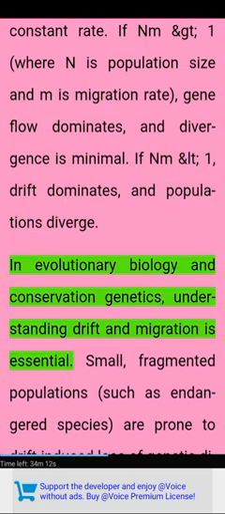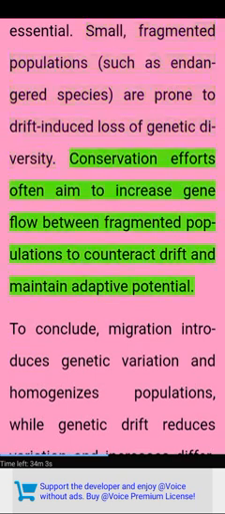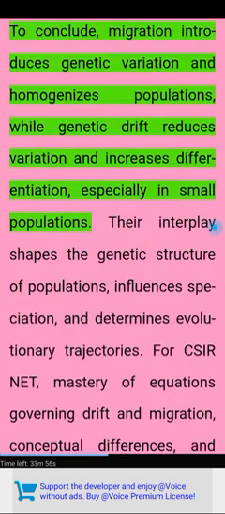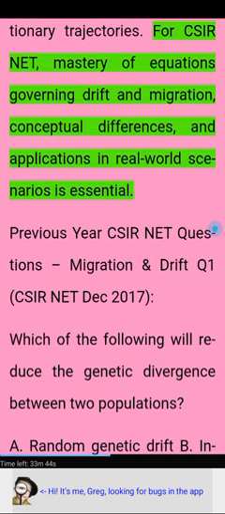In evolutionary biology and conservation genetics, understanding drift and migration is essential. Small, fragmented populations, such as endangered species, are prone to drift-induced loss of genetic diversity. Conservation efforts often aim to increase gene flow between fragmented populations to counteract drift and maintain adaptive potential. To conclude, migration introduces genetic variation and homogenizes populations, while genetic drift reduces variation and increases differentiation, especially in small populations. Their interplay shapes the genetic structure of populations, influences speciation, and determines evolutionary trajectories. For CSIR NET, mastery of equations governing drift and migration, conceptual differences, and applications in real-world scenarios is essential.